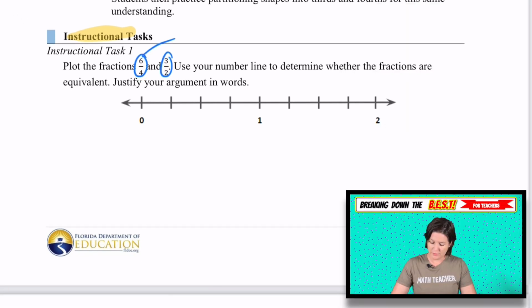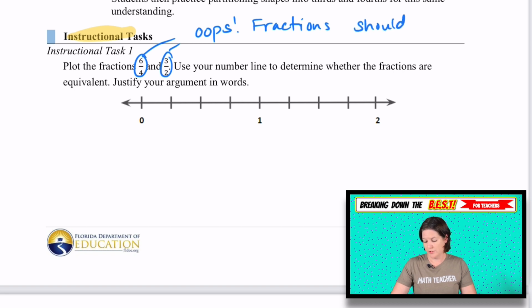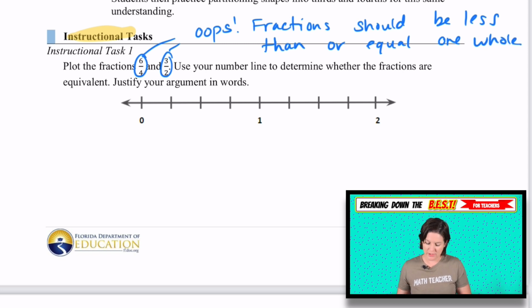These two, I would write this as, oops, these are fractions that should be less than or equal to 1 whole. This might just be an error or a glitch in the task that they're providing. So just be careful of that, because what I'm reading is that the fractions that we're comparing are supposed to be less than or equal to 1. So careful there.